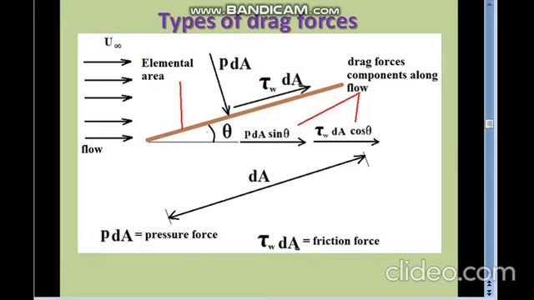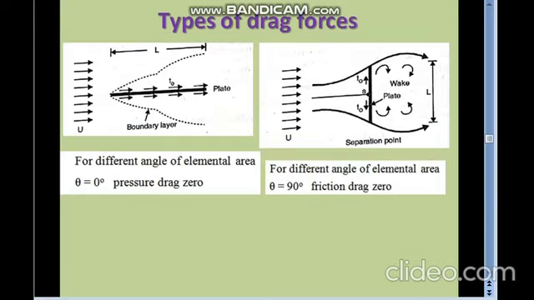Now let us see. Suppose the plate is horizontal to the flow direction, then what will happen? If you see the shear force, tau W dA cos 0, cos 0 is 1, so there exists a shear force. And if you see the pressure force, P dA sin 0 will be 0, so there will be no pressure force, but only friction force or friction drag.